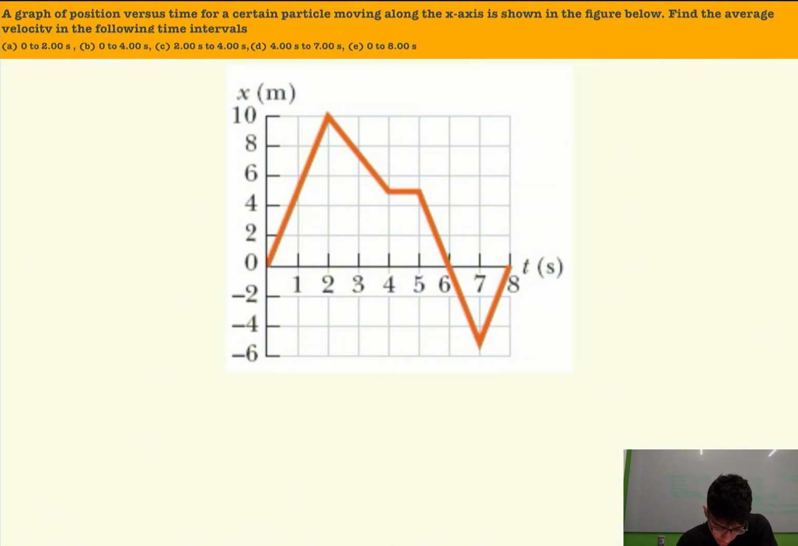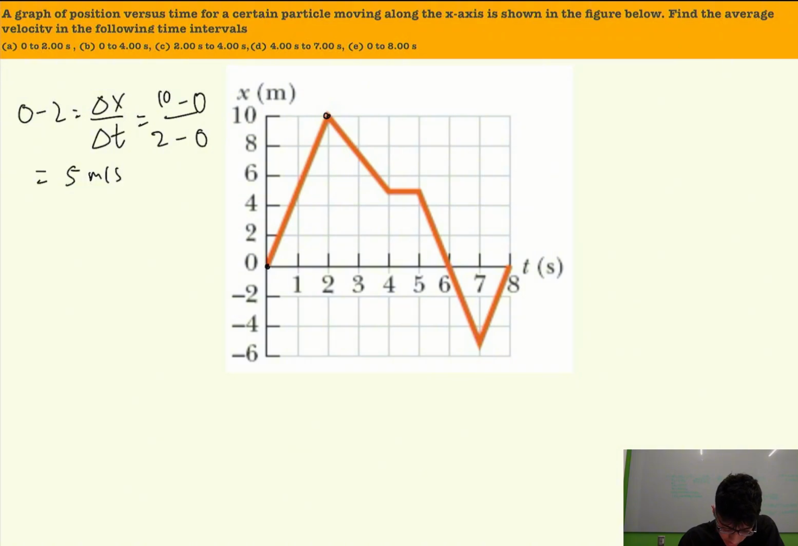So basically, if we want to find 0 to 2, we want to know where he started and where he ended, because the velocity equation is the change in x over the change in time. The change in x: he starts at 0, so we can put that there. We want to find his final, which is 10. 10 minus 0, and for the time, 2 minus 0, since he ended at 2. His velocity is going to be 5 meters per second.